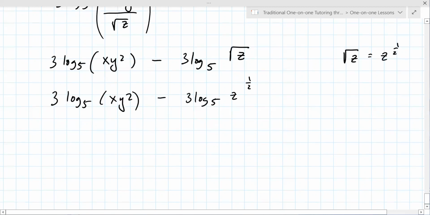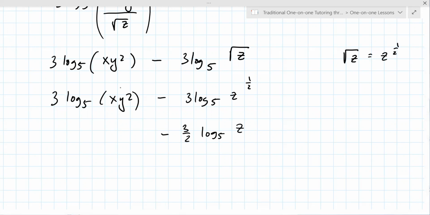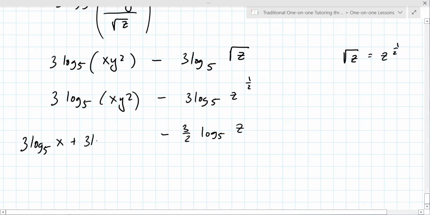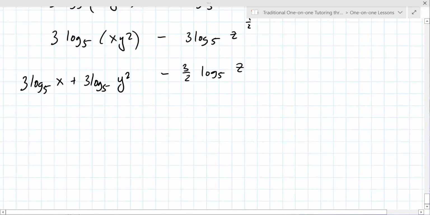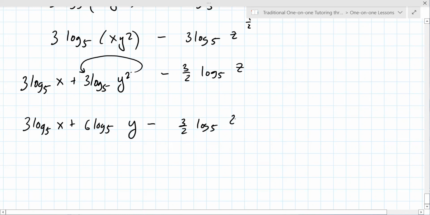Okay. Now on the right here, you can bring that 1/2 in front. So that becomes minus 3/2, like that. Now on the left here, it's a product inside parentheses, so the product becomes a sum: 3 log base 5 of x plus 3 log base 5 of y squared. And again, you can move that exponent out in front. So it's 3 log base 5 of x plus 6 log base 5 of y minus 3/2 log base 5 of z.